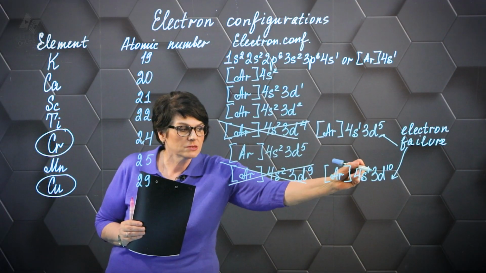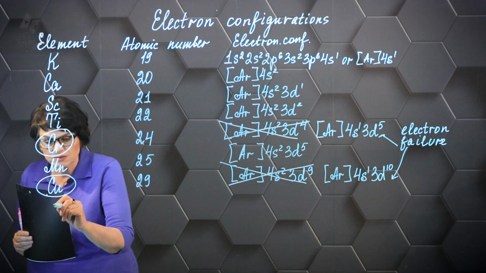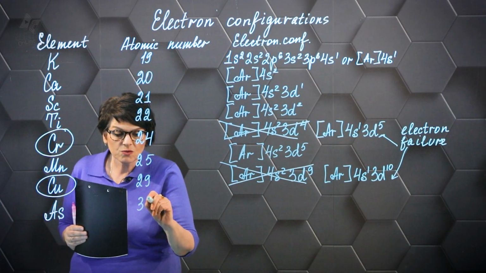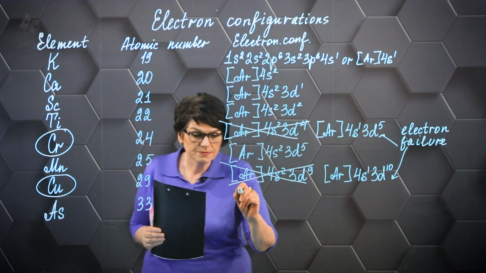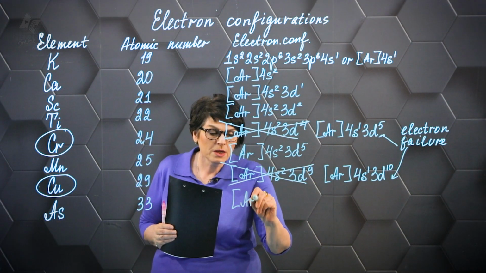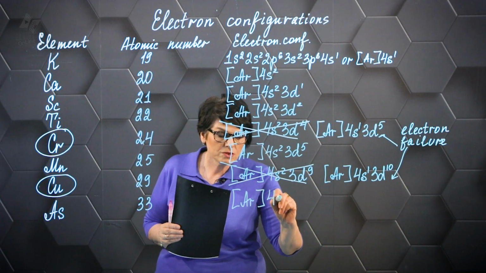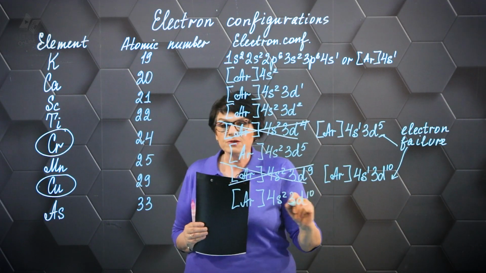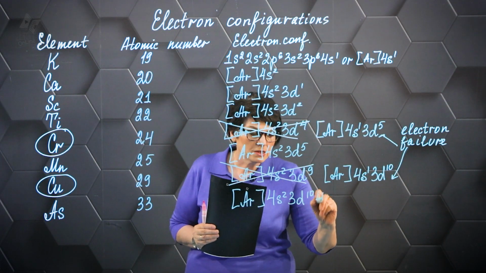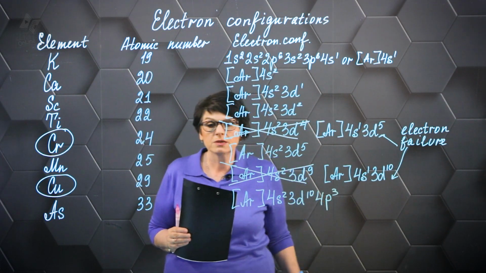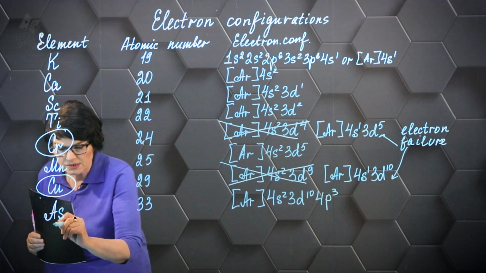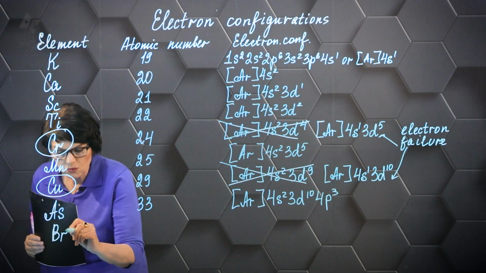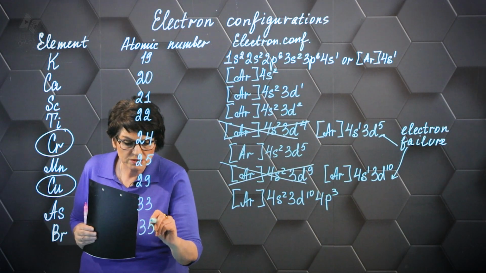Let's see now how, for example, the element arsenic will be. Its order number is 33, argon. And it will have 4s2 at the outer level, 3d10. The d sublevel is completely filled, and then it will have 4p3. Then let's show the element bromine. It has the ordinal number 35.